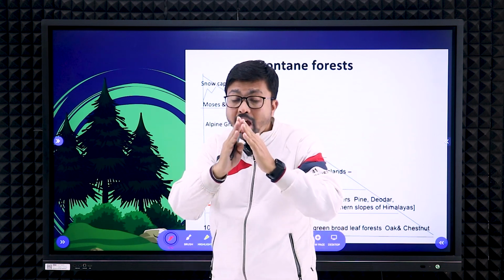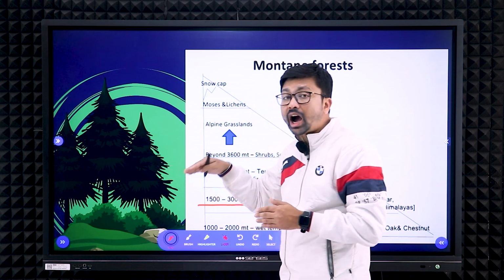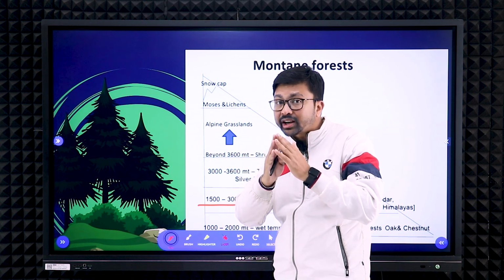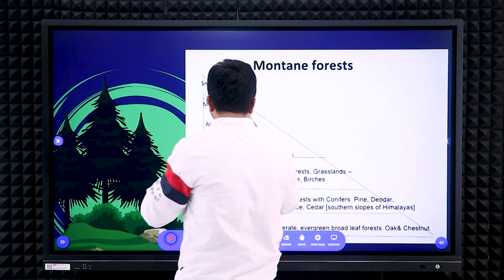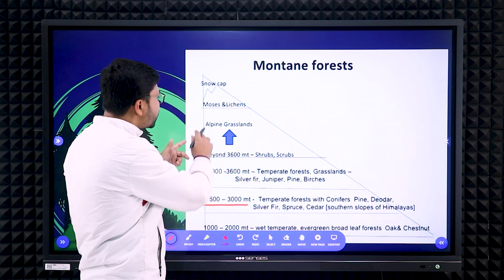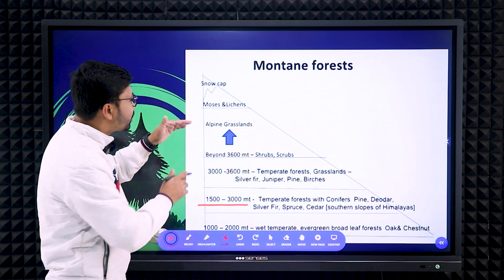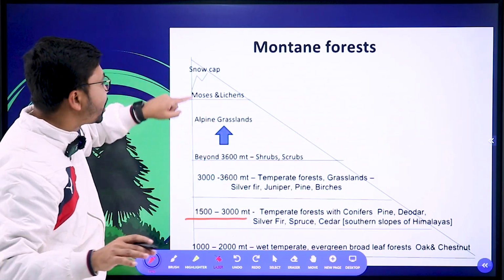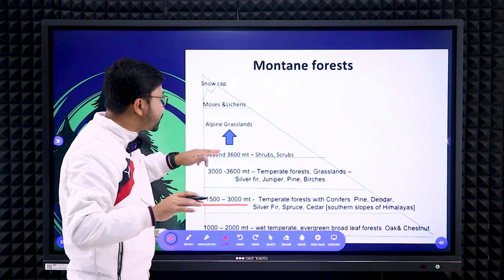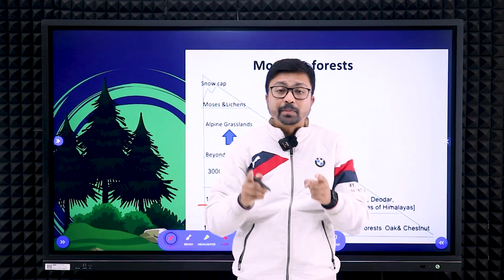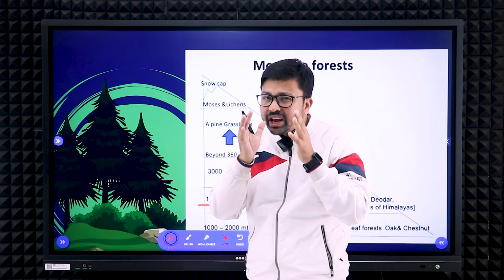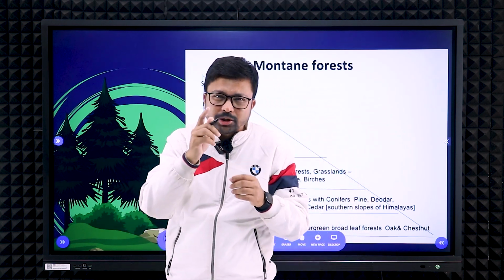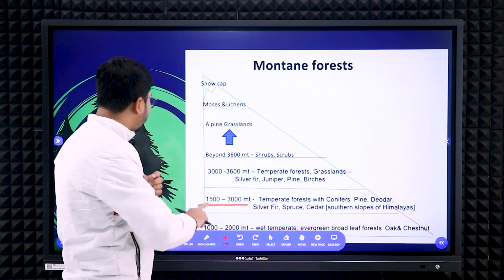So it can avoid the snowfall easily, because it is found at high altitude, where there is snowfall. So it can protect itself from the snowfall. Next, after the coniferous forest, you will get alpine grasslands, and after that, a few more meters higher, you will get moss and lichens, and at the top of the mountain there will be no vegetation at all. There will be snow caps. Coniferous forest is very important. It is mainly used for packing, because the wood of those trees is soft. Packing boxes, matchboxes, matchsticks are made for those purposes.